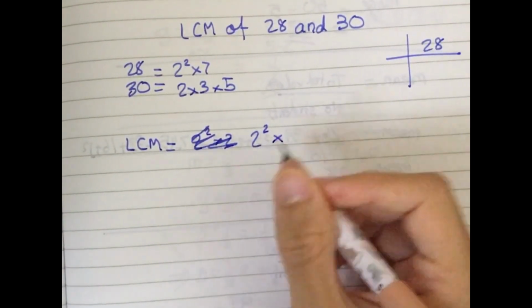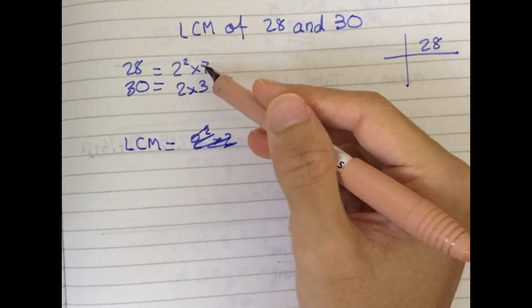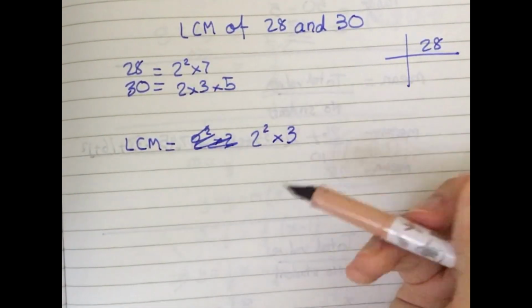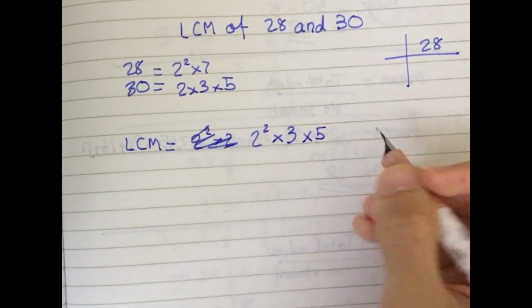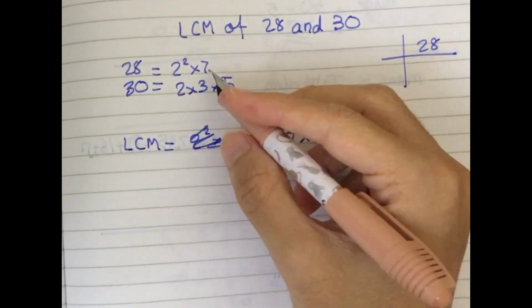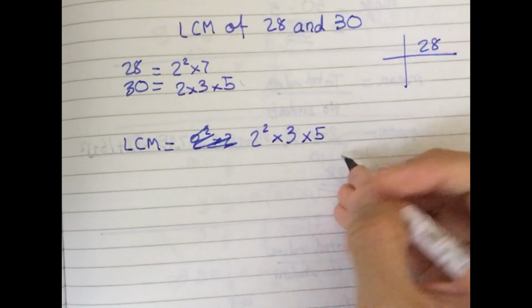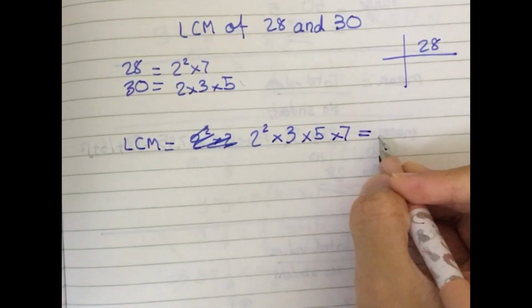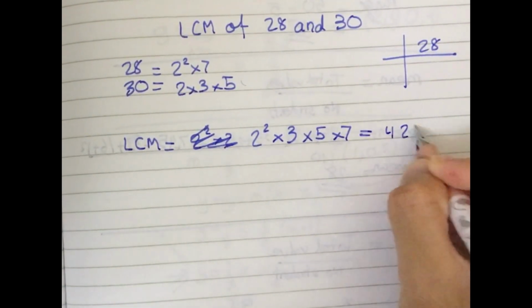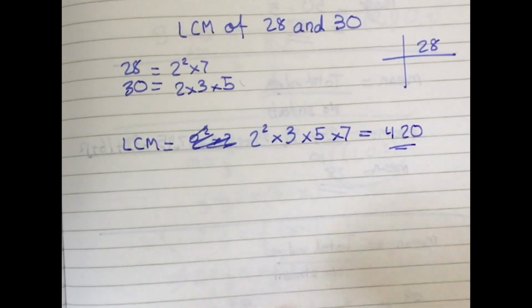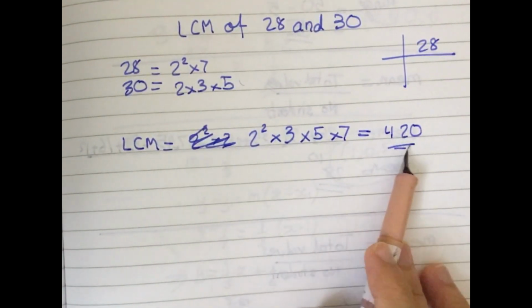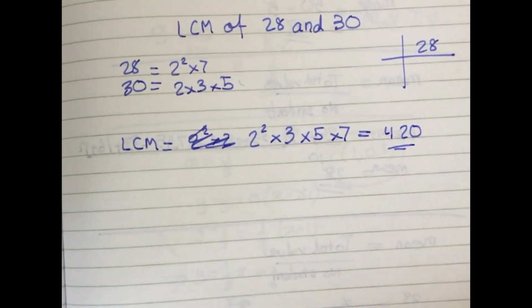Now we see that 3 is alone, it is not over here, so we can write 3. We can see that 5 is not over here as well, so we write 5. And 7 is not over here, so I write 7 as well. So you get your LCM for this as 420. You can check it from the internet, and you will get the LCM as 420.